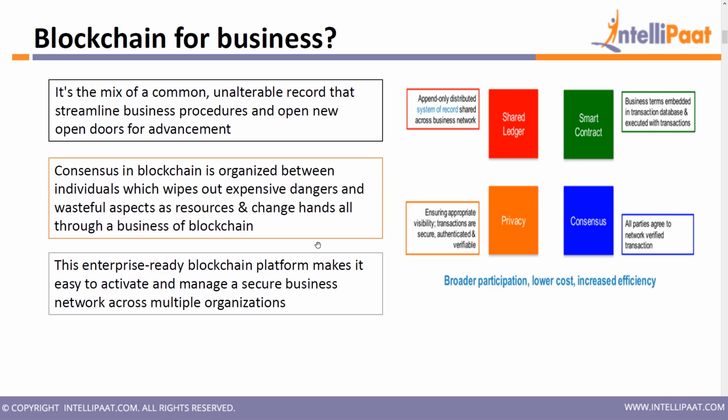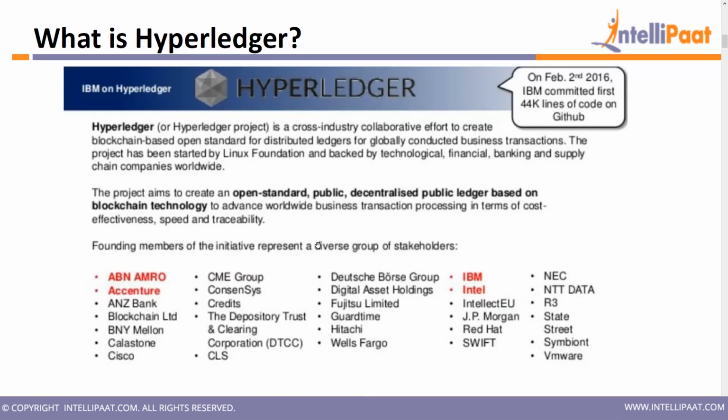Then comes consensus. All private parties need to agree to network verified transactions. Then only it can be submitted to a blockchain. What is Hyperledger? What IBM is doing on Hyperledger, what others are doing on Hyperledger, and how it has evolved. If you see, on Feb 2nd, 2016, IBM committed the first 44K lines of code on GitHub on Hyperledger.